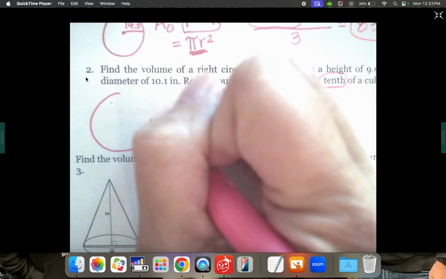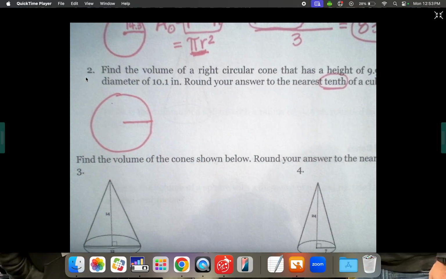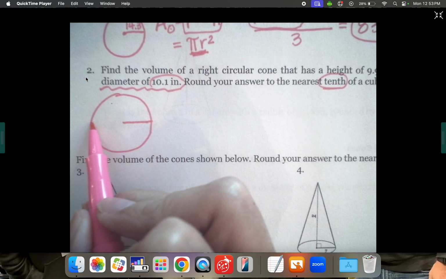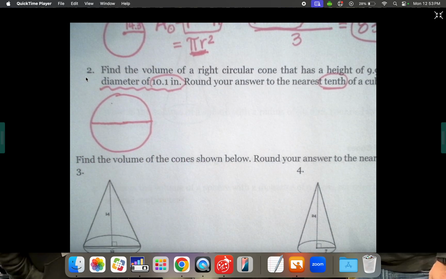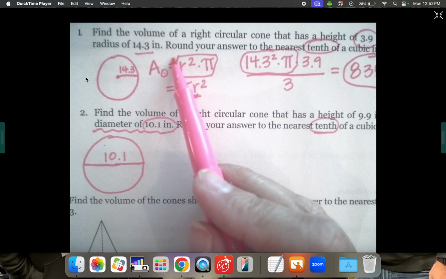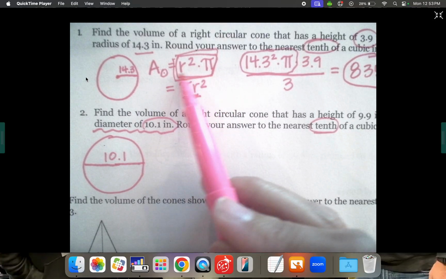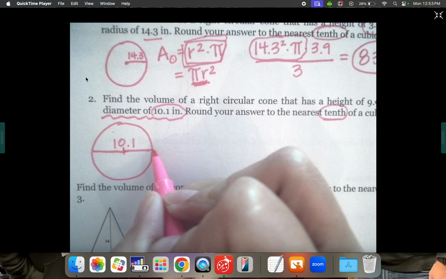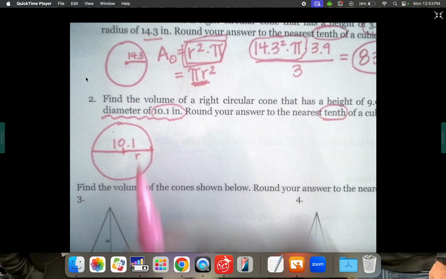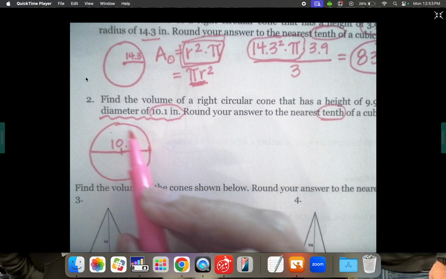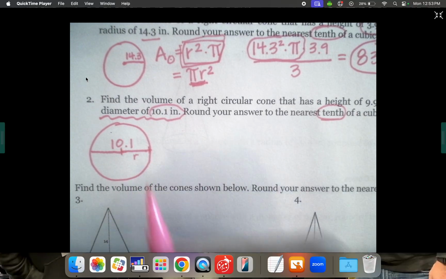The next one, we do not have a radius, I'm sorry to say. It tells us instead we have a diameter. A diameter is the entire distance across a circle, and it is 10.1. That's a problem because in the formula for the area of a circle, I need only the radius, not the whole diameter. So I need to find out what half of my diameter is in order to find just the radius part. So the first step we're going to have to do is take that 10.1 and divide by 2 to get half of it, to get this radius.